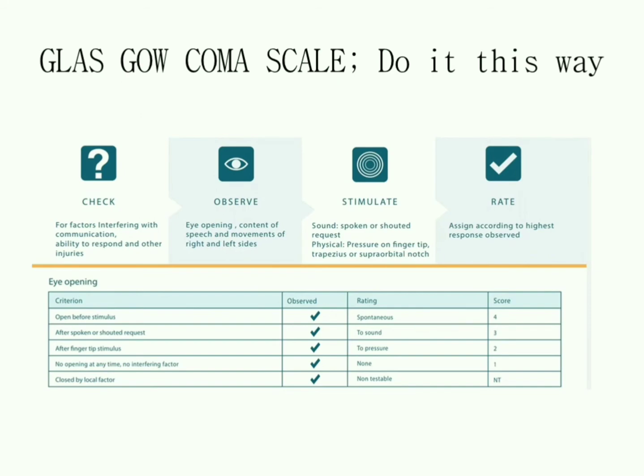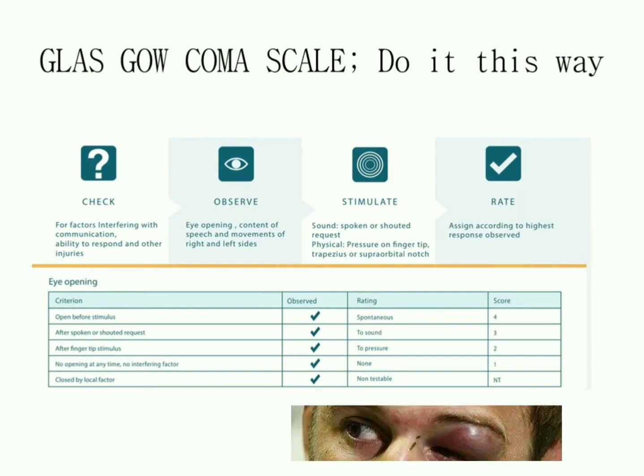If the patient does not open their eyes when you speak to them, a physical peripheral stimulus is then applied. Stimulation starts at a low level by pressing on the nail tip, and is applied with increasing intensity for up to 10 seconds, until the patient demonstrates a response, or the maximum stimulus has been applied. If the patient opens their eyes, record to pressure. If they do not open their eyes, record as none. If there are local factors such as swelling interfering with opening, record eyes not testable.